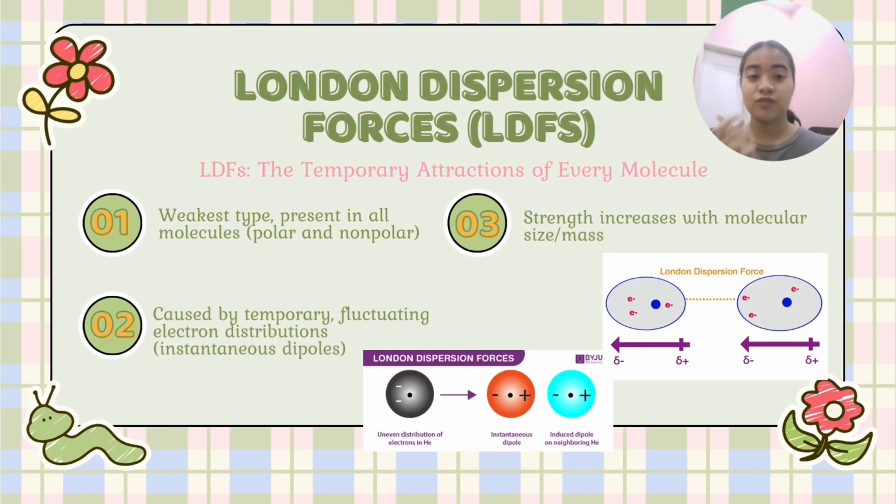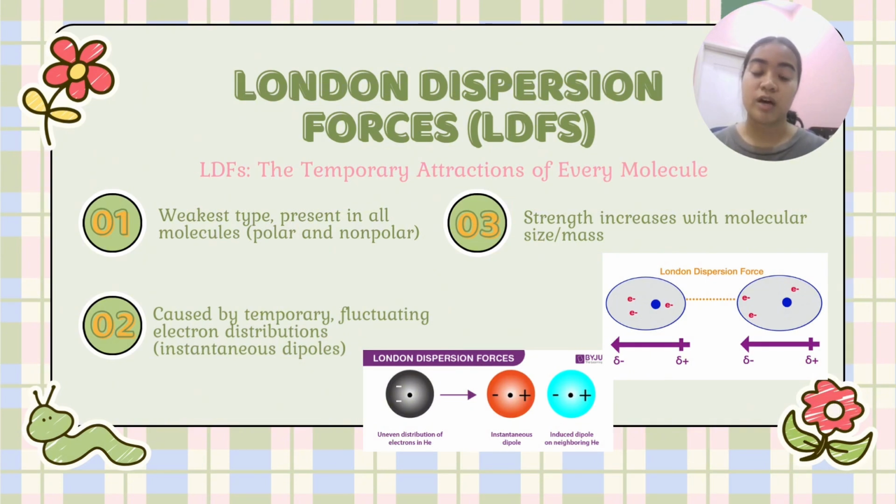All right. The first type and the weakest of the three major IMFs is London dispersion force. These forces are temporary attractions caused by the constant random movement of electrons. At any instant, more electrons might cluster on one side of a molecule, creating a temporary instantaneous negative pole and a positive pole on the other side. This temporary dipole can then induce a similar dipole in a neighboring molecule, creating a weak, fleeting attraction.